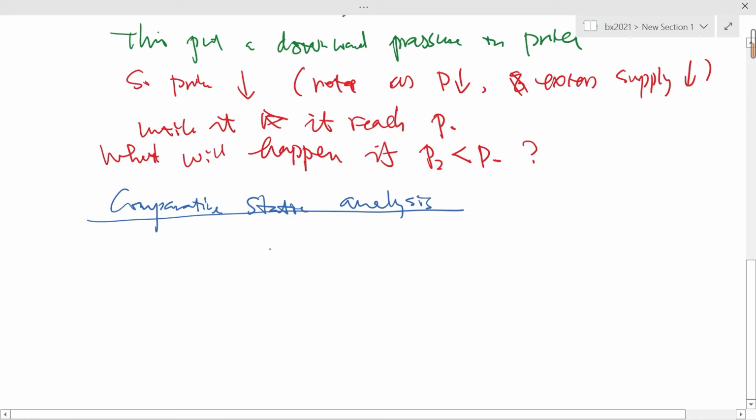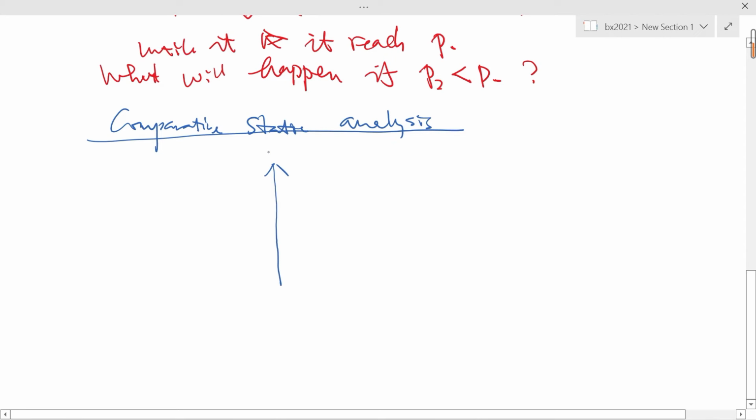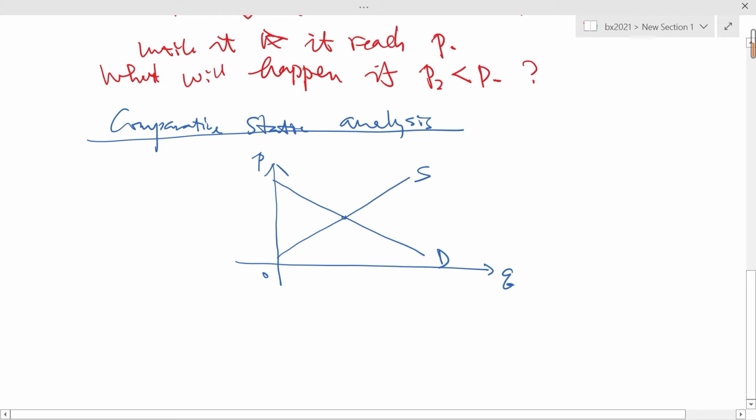Okay, so now this coffee market, and we have demand this, supply this. Initially, the equilibrium is at point E, which means the market price is P0. Market equilibrium quantity is Q0.